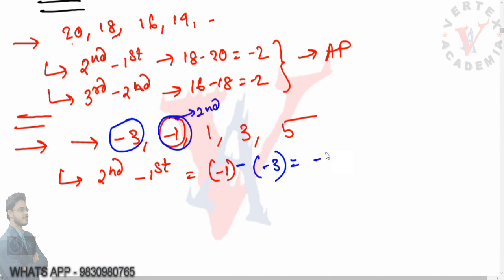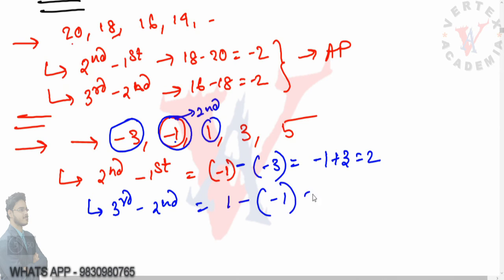So you will get minus 1 plus 3 equals 2, right? So if you do now third minus second, third is 1. So 1 minus the second, which is minus 1, so it is 1 plus 1 equals 2. If you keep on doing, you will get 2. So this is also an AP. I hope this is clear.